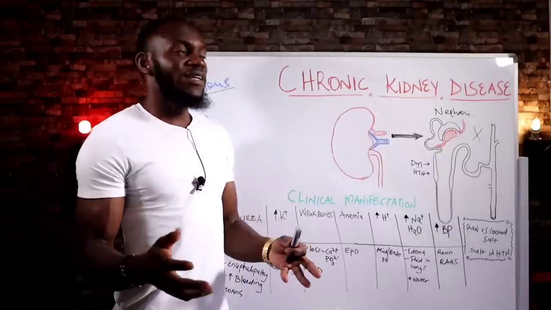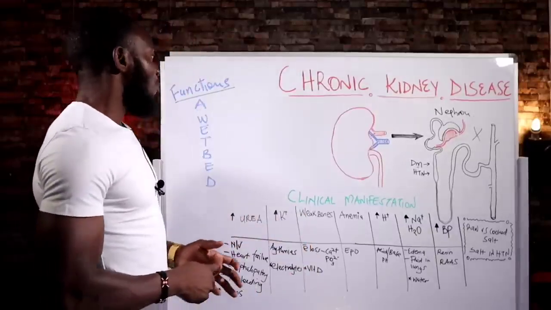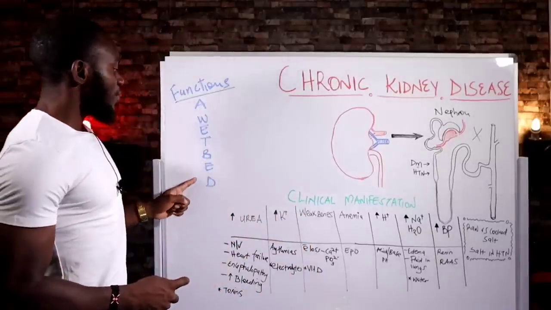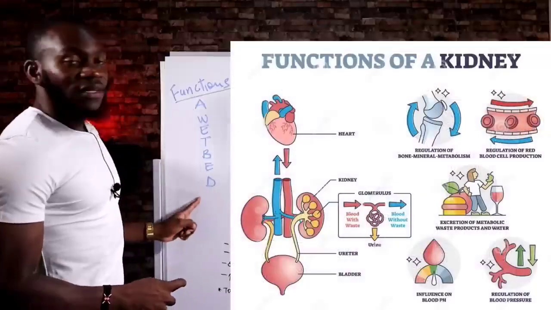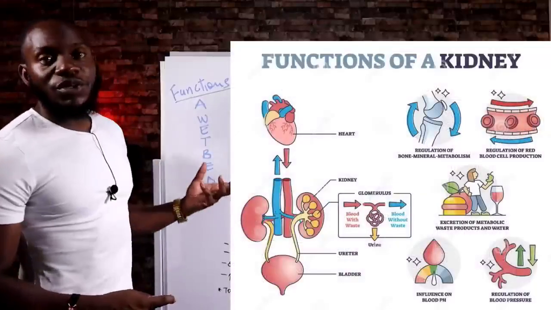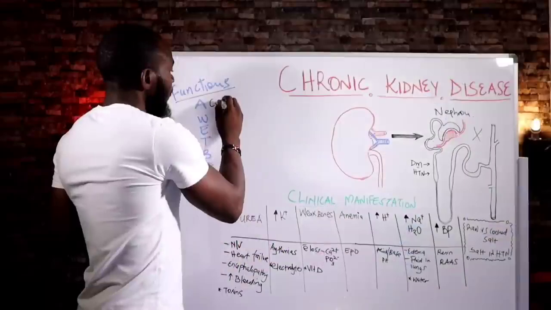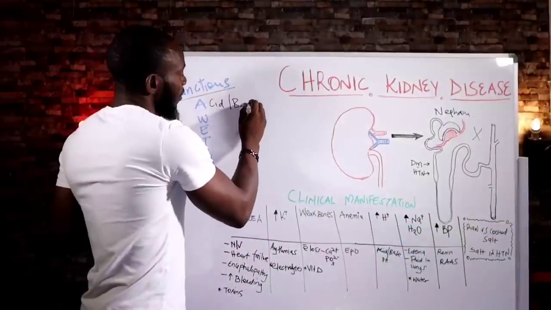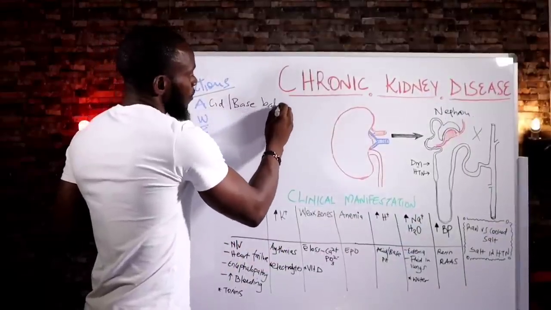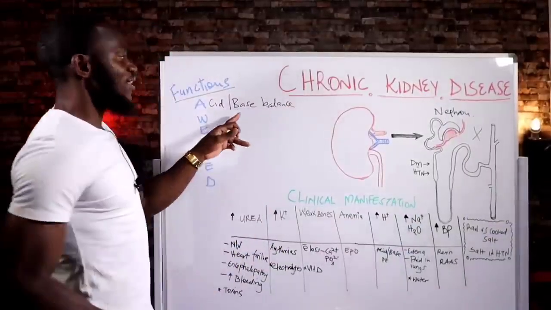And what are the functions of the kidney? We have a mnemonic that is A WET BED. So A WET BED is basically a way to remember the functions of your kidneys. So A has to be acid-base balance. So the kidney plays a role in acid and base balance.